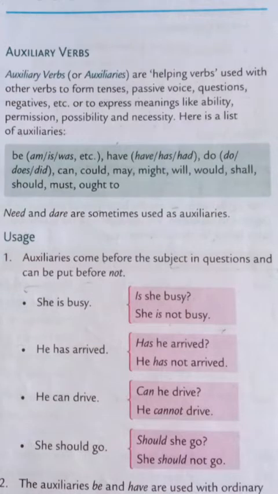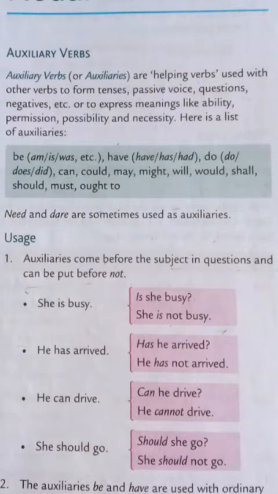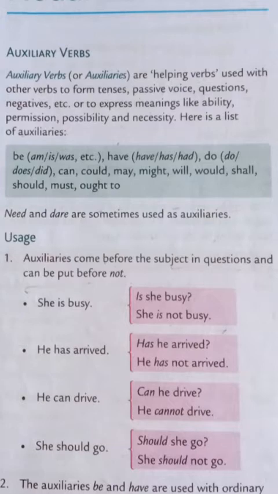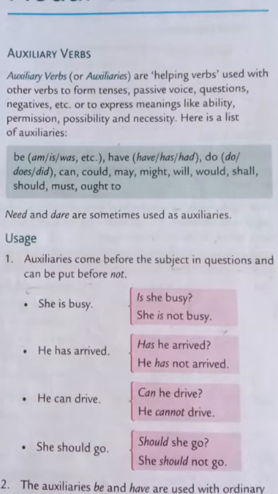Next example, he has arrived. If you ask a question, has he arrived? Before the subject he, the auxiliary is has. Then, he has not arrived. Before not, the auxiliary is has. Next example, he can drive. Can he drive? Before the subject he, the auxiliary is can. Next, he cannot drive. Here also before not, can is the auxiliary.